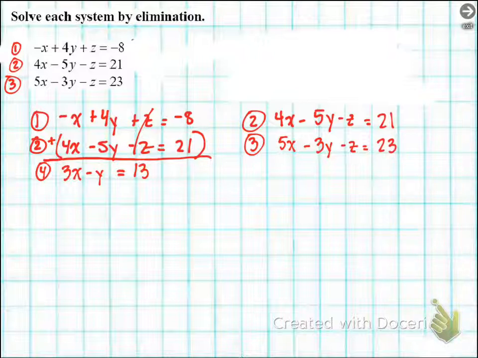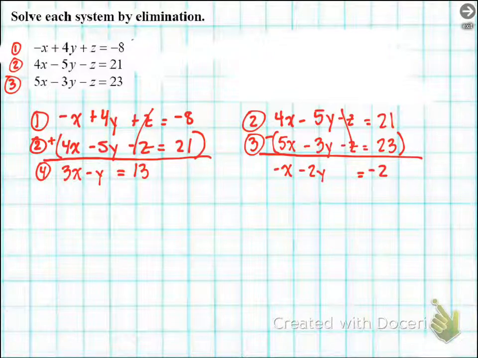What am I going to do with equation 3 to get rid of the z? Add or subtract it? We're going to subtract, right? Because we have negative z minus negative z will cancel out. So we're doing a subtraction sign here. 4x minus 5x is negative x. Negative 5y minus negative 3y is negative 2y, which is all equal to negative 2. This is equation 5.